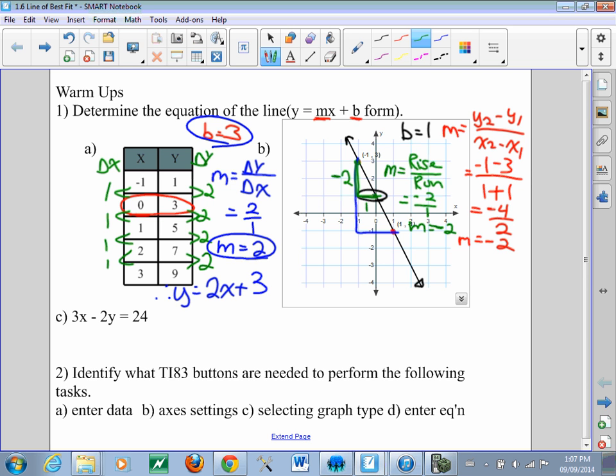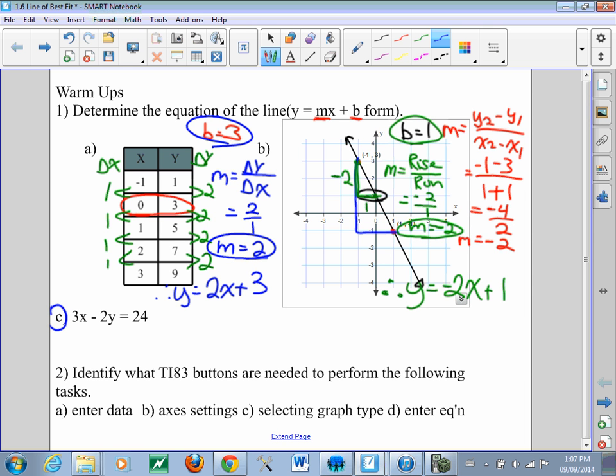Since we've got the slope, we've got the b value, we can sub it in. So therefore, y equals -2x plus 1. And there's your equation for that one. And ladies and gentlemen, part C.